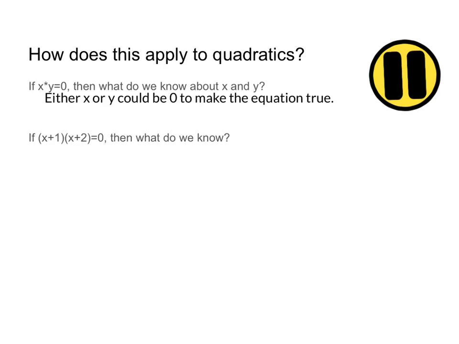Now, in this case, this is actually a little bit different from what we said on the last page, because yes, it's true that either x or y is 0, but either x or y could be 0 to make the equation true, which in some ways means that they both could be 0, right? That's kind of a weird distinction, but hopefully it'll make more sense when we look at a parabola and think about how you can have two solutions.